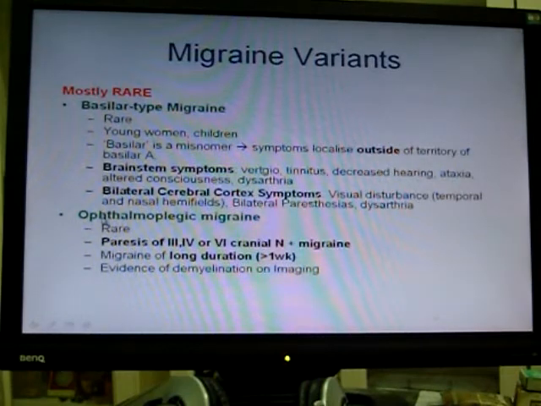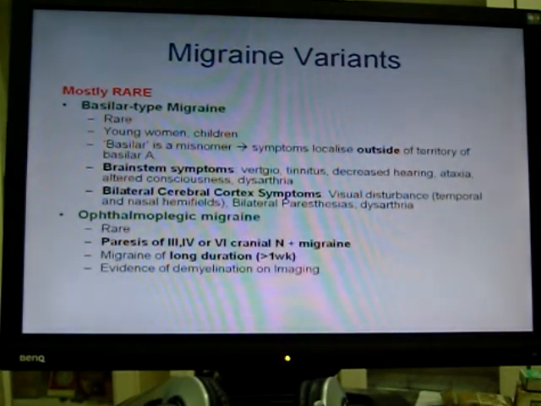Ophthalmoplegic migraine, it's rare. Again, simply put, as I mentioned, you get paresis of the third, sixth, or fourth cranial nerves with migraine. Classically, this migraine is of a long duration, more than 1 week, and recently they don't want to classify it as a migraine anymore because they believe it's actually a demyelinating disorder. They classified it as a cranial neuralgia under the International Headache Society 2004 classification.